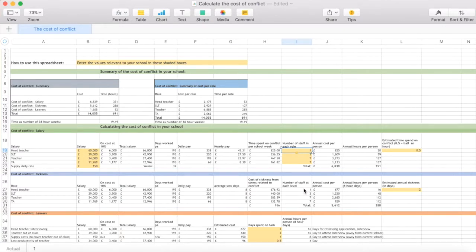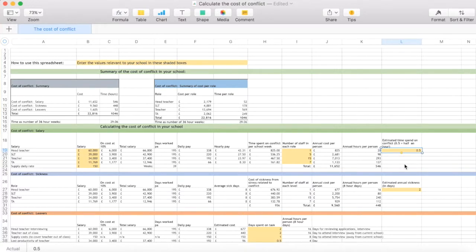Then over here, you need to put the number of staff you have in each role. So you may have one head teacher, you might have a couple of heads of school. You might have 5 SLT. If you're a large school, you could have 15 teachers, for example. Whatever is right for your school, pop in there. And if you're thinking, well, we've got a lot of part-time people, work on full-time equivalents.